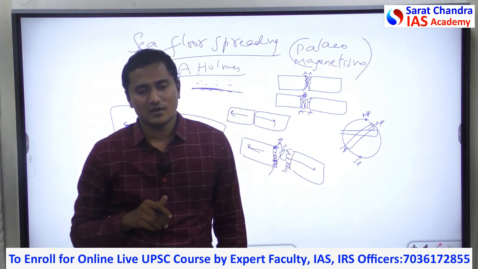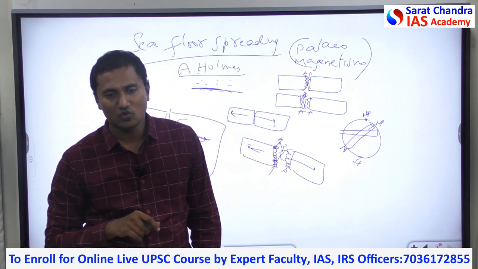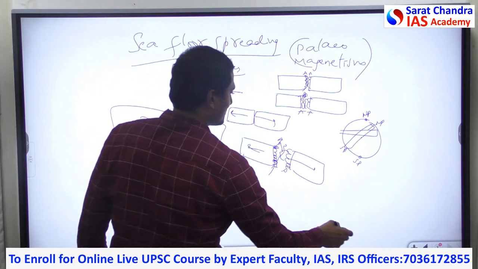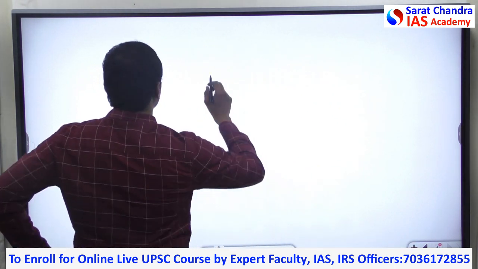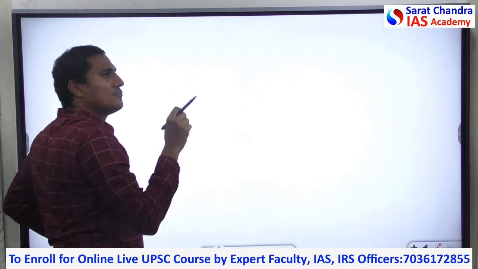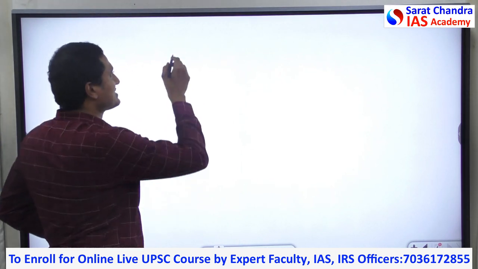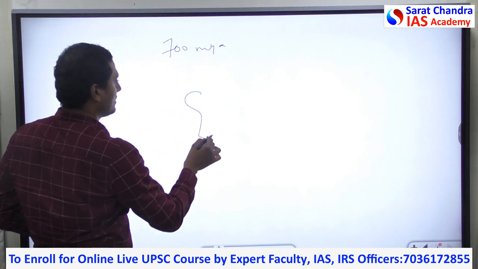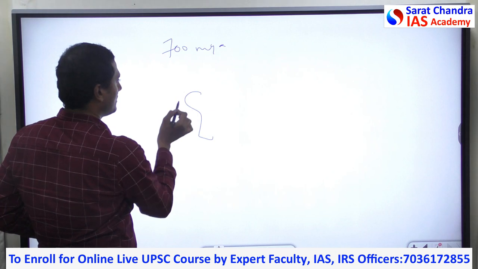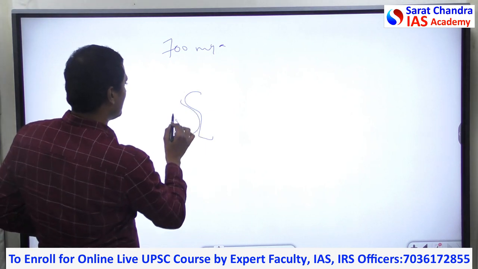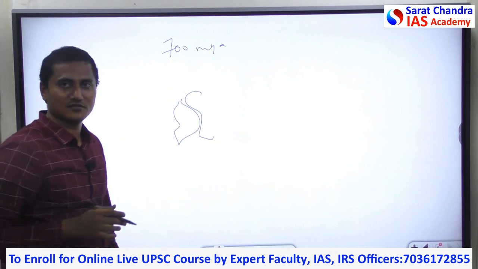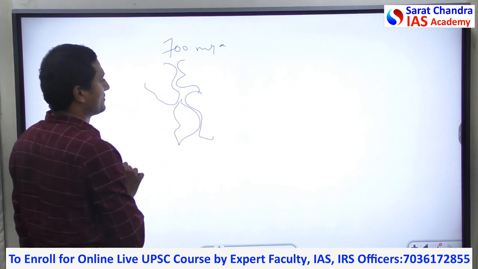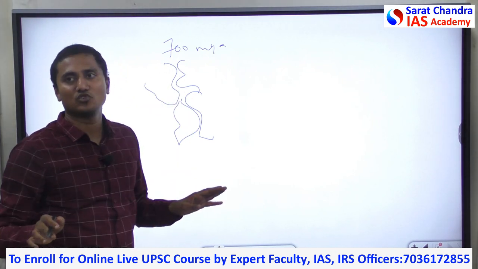Now, let me tell you about the Atlantic Ocean and the Pacific Ocean. Friends, exactly 700 million years ago, Africa and South America were together. Similarly, Europe and North America were together. There is no gap. There is no Atlantic Ocean.